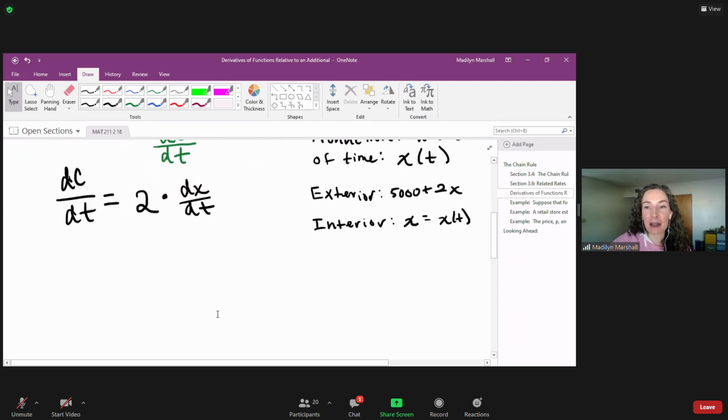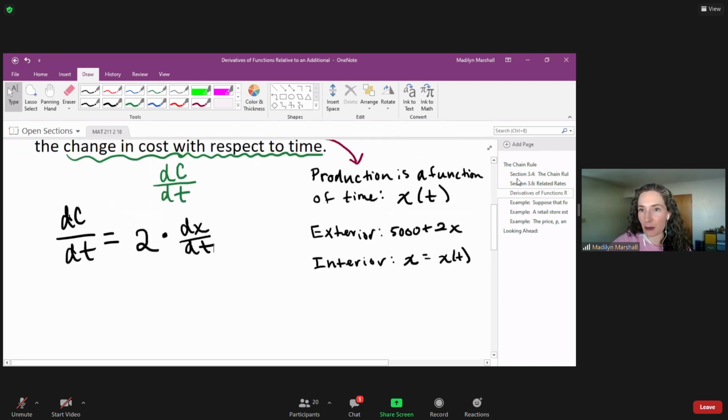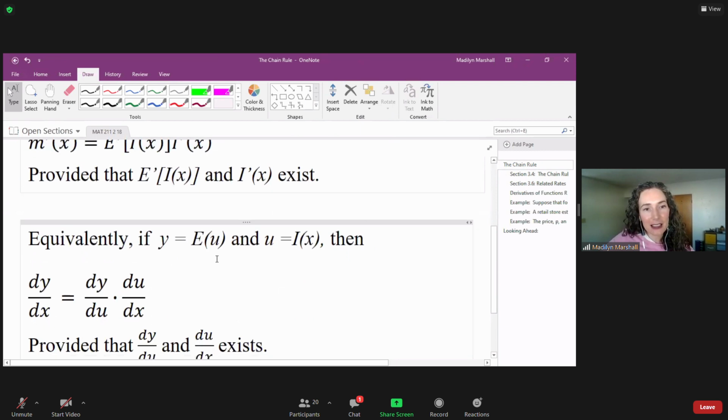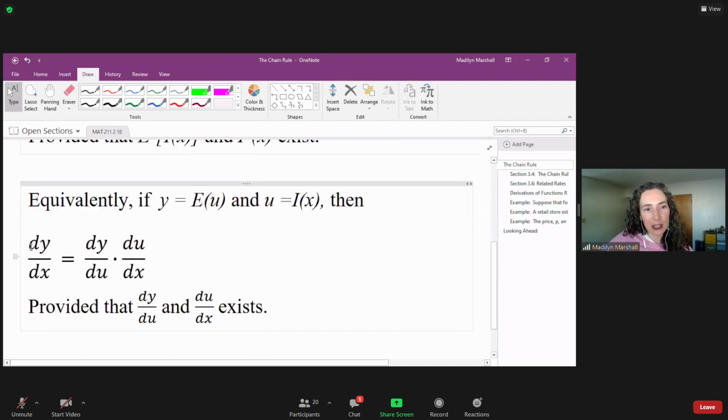And so I'm going to come back to this in a moment, but I'm going to go backwards for a minute, back to these definitions of chain rule. So I said earlier that this EI definition of chain rule doesn't work as well for 3.6. And so we have this other definition of chain rule, which is really what we are working with here.